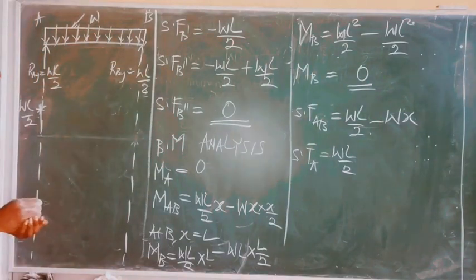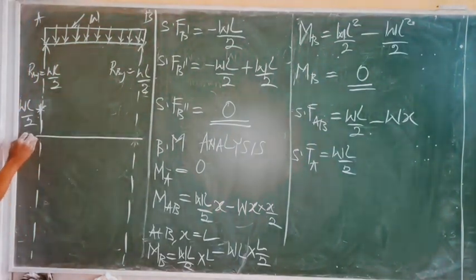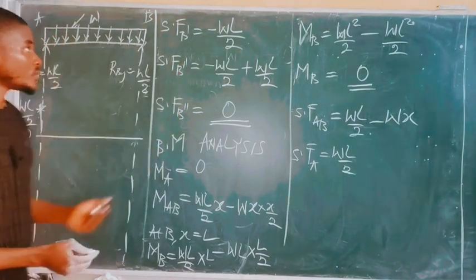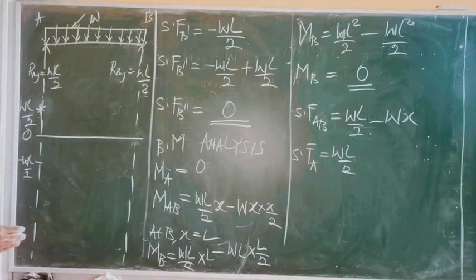So before you get to the negative values, first of all, you have the 0 mark. So this is the 0 mark, which is the origin. Everything above the origin is positive. Everything below the origin is negative. So shear force B prime is minus WL over 2. We have a negative value, so it should be there, minus WL over 2.